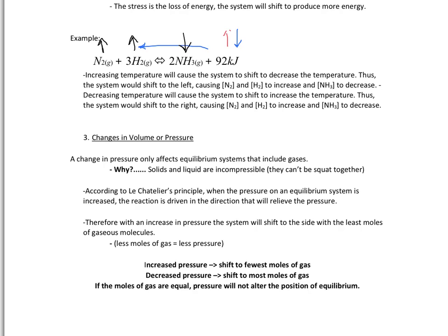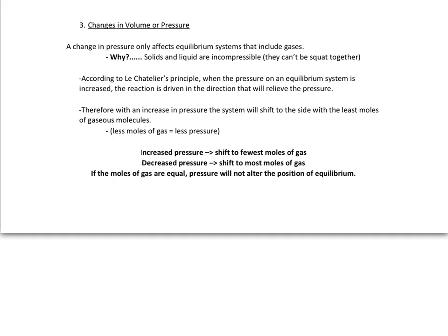Therefore, you can consider a temperature term in a balanced chemical equation the exact same way we considered concentration. The last stress that can be caused on an equilibrium would be a change in volume or pressure. Recall from the kinetics chapter that if you increase the volume, that's the same thing as decreasing pressure and vice versa. Also recall that a change in pressure only affects equilibrium systems that include gases, since solids and liquids are incompressible. According to Le Chatelier's principle, when the pressure on an equilibrium system is increased, the reaction is driven in the direction that will relieve the pressure.